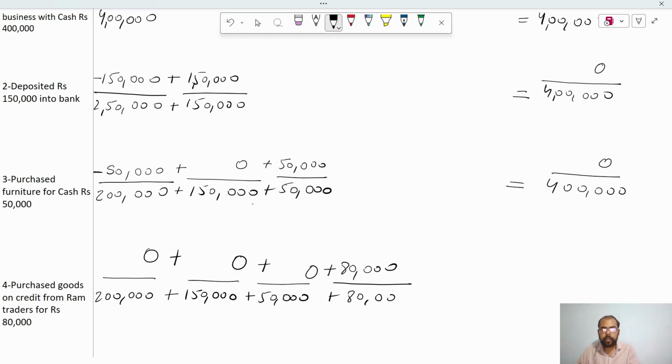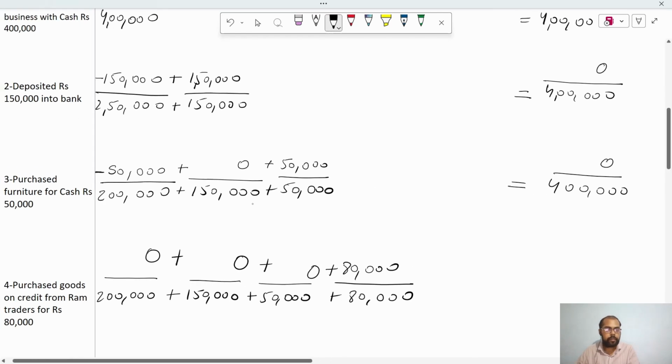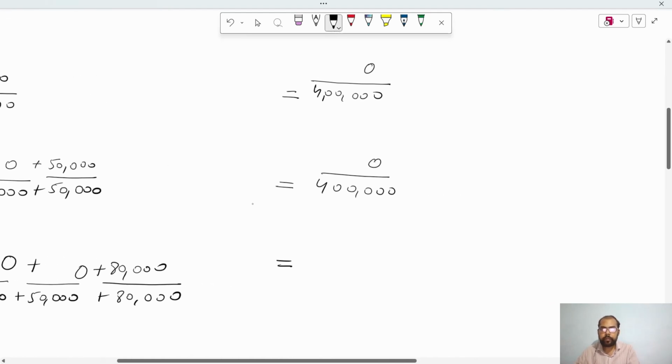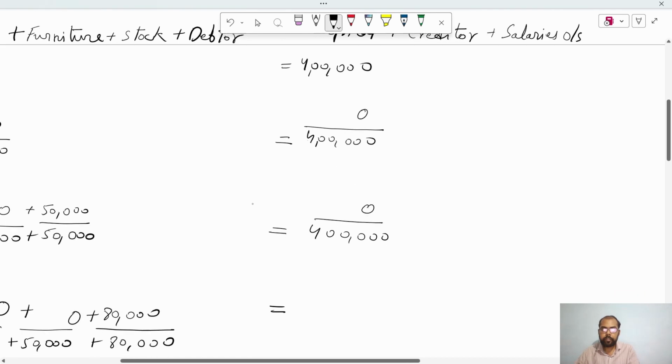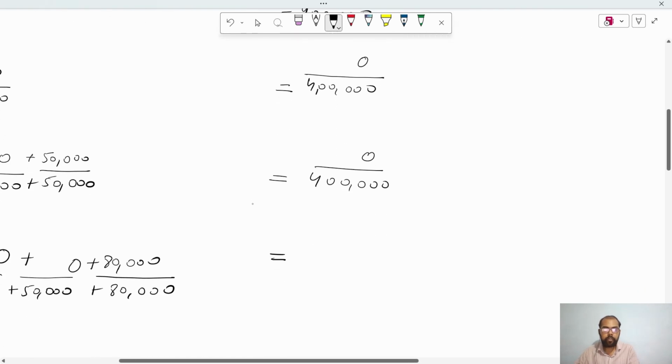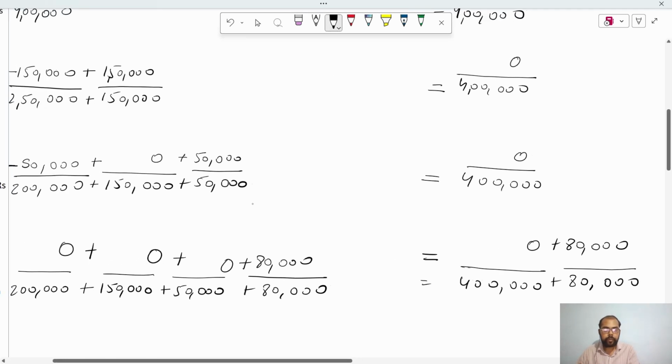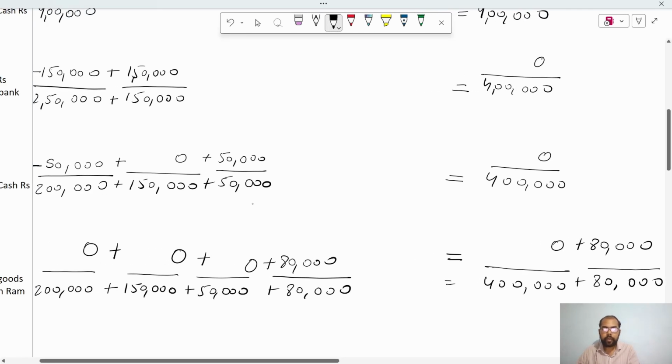That is, creditors have increased. Okay, so under the creditor column, we will add rupees 80,000. Okay, no change in capital, it will remain same. So again, the balance is equal, balances are equal still. All right, you can calculate them and you will find that they remain same.